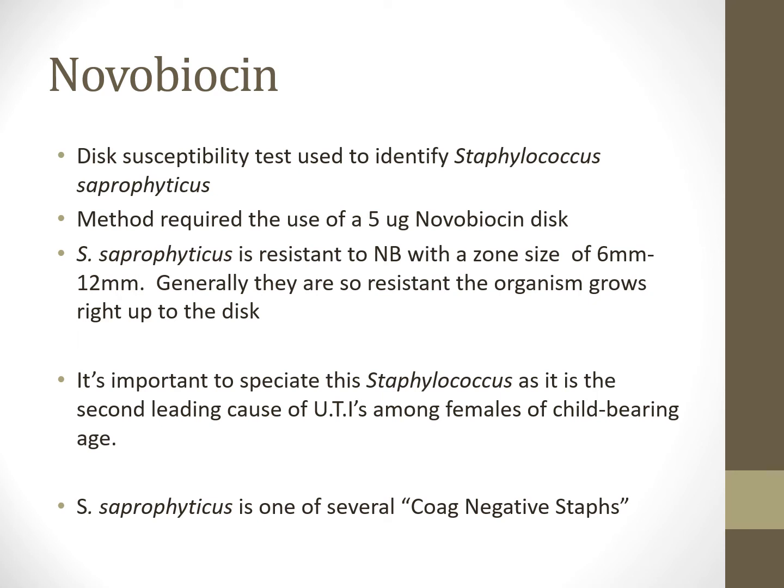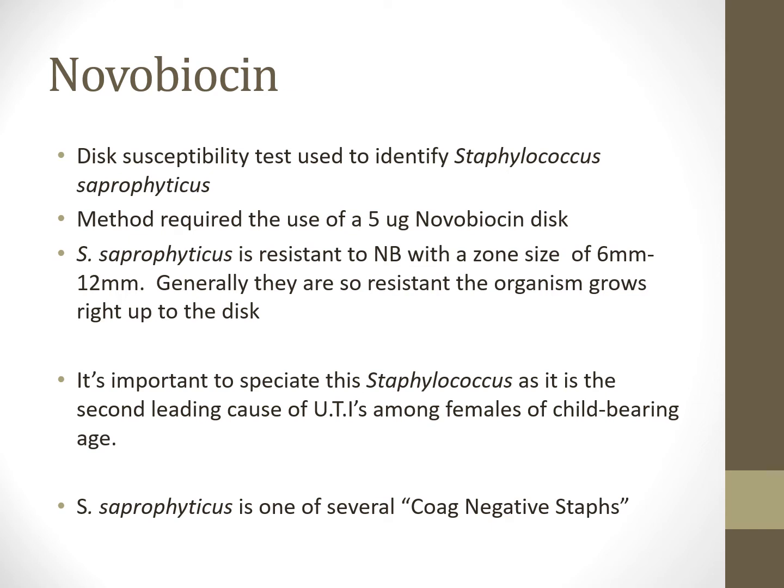Novobiocin is a disc that we only use to determine if we have a Staphylococcus saprophyticus versus a Staphylococcus epidermidis. Staphylococcus saprophyticus is actually resistant to novobiocin. We take a plate of our organism and drop the novobiocin disc. If the zone size is 6 to 12 millimeters, it is resistant and it's a Staphylococcus saprophyticus. If the zone size is greater than 12 millimeters, then it's sensitive and it's Staphylococcus epidermidis.